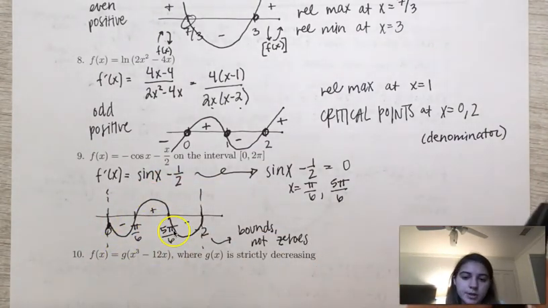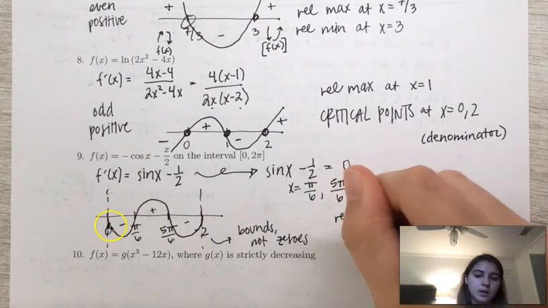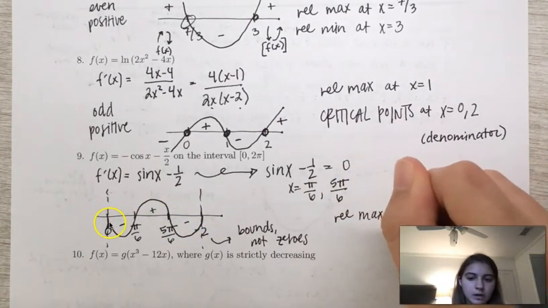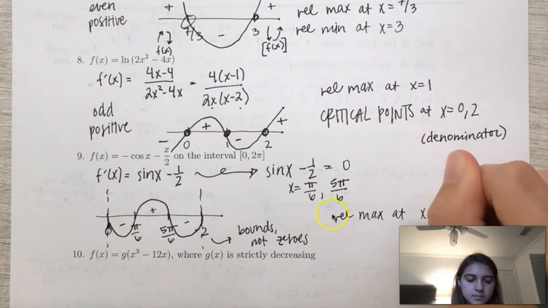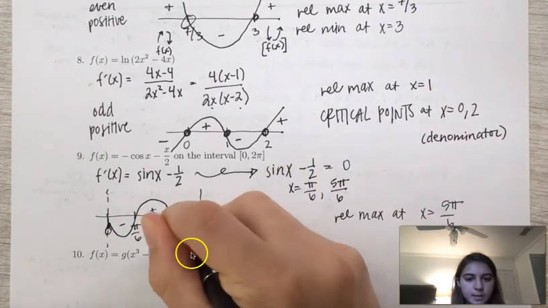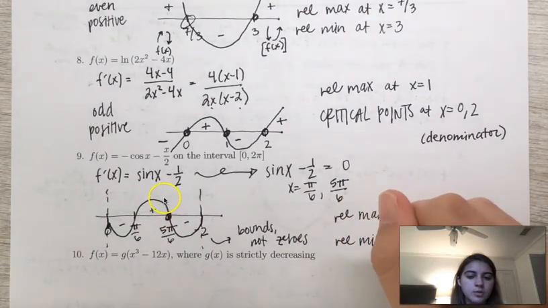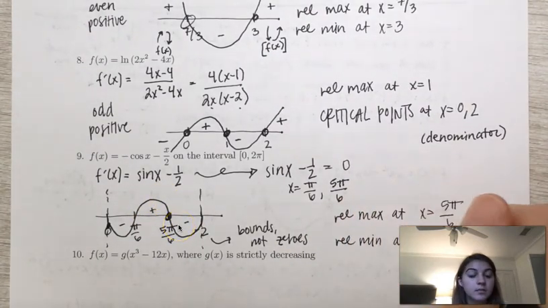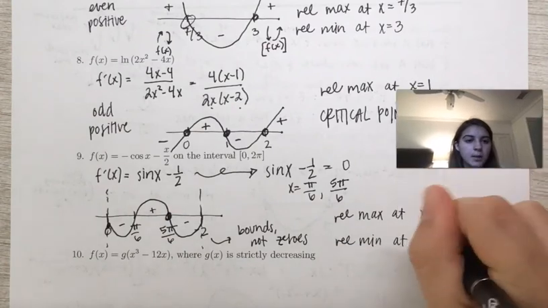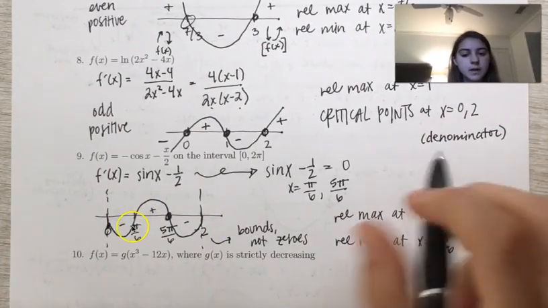So here we have our sine graph, and it starts a little lower than the line because it's negative 1/2, so it's shifted down a bit. But the rel max, where f prime goes from positive to negative, is 5 pi over 6, and the rel min, where f prime goes from negative to positive, is pi over 6.